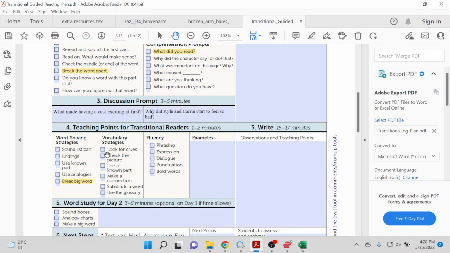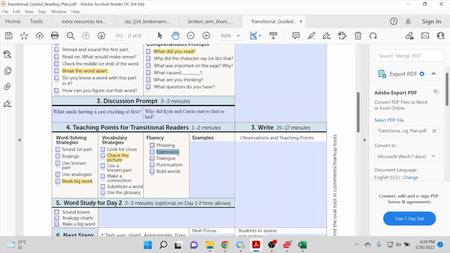Maybe check the picture for vocabulary strategy. Pictures oftentimes give more information to the reader, which could help them understand the book in greater detail. Expression would probably be important for this one, I'm imagining. I'm not going to fill out this; I'm going to keep blasting ahead. Analogy chart is what we're going to be doing.